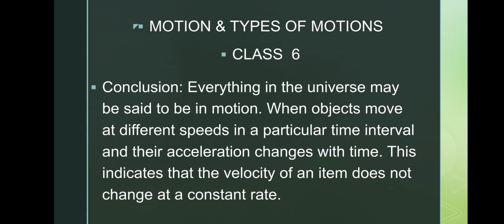Now, the conclusion of motion and types of motions for class 6 is, everything in the universe may be said to be in motion. When objects move at different speeds in a particular time interval and their acceleration changes with time, this indicates the velocity of an object does not change at a constant rate. So, this is what I have told you in this chapter of motion and types of motion.